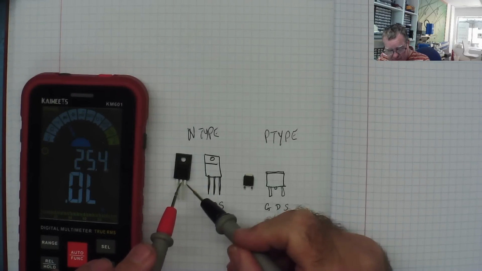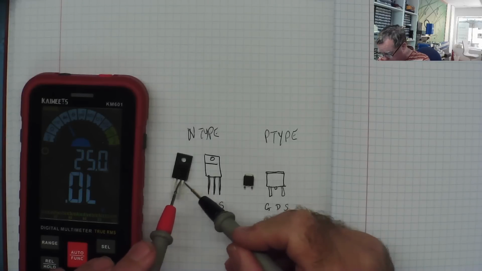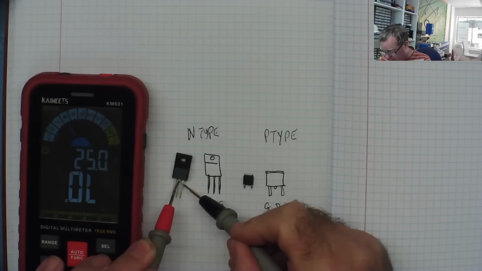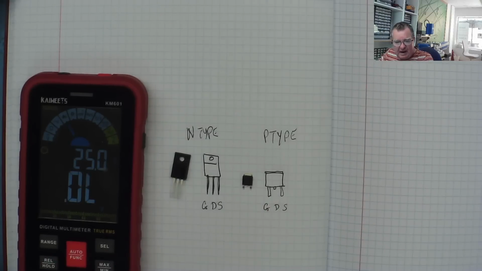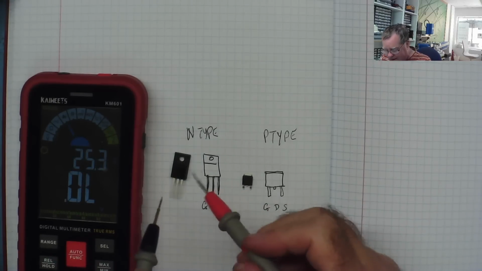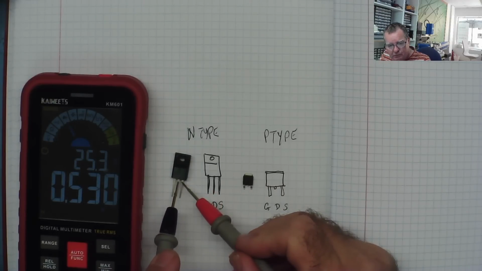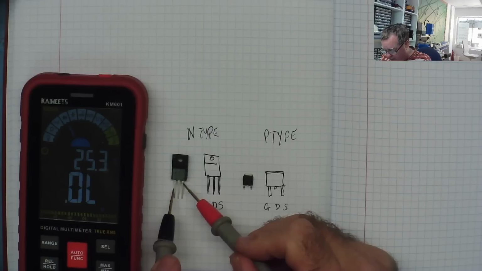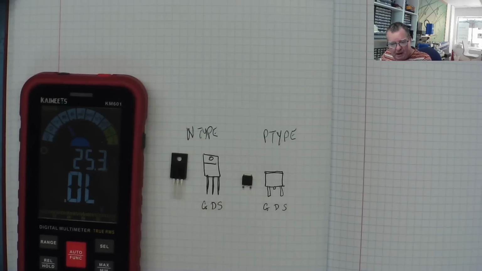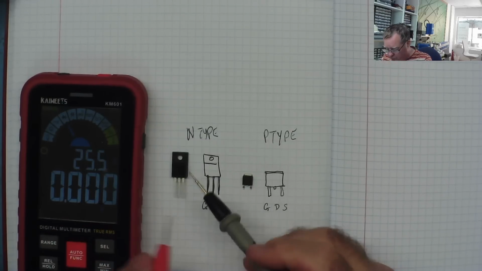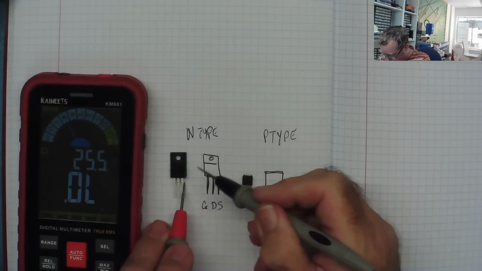So with the positive to the drain, which is how it would normally be used in a circuit, to the source is open circuit. If we go the other way round with a negative to the drain, you'll see it reads like a diode junction, and I'll explain this in a moment. Now, if I touch the gate with the negative lead compared to the source, nothing happens.